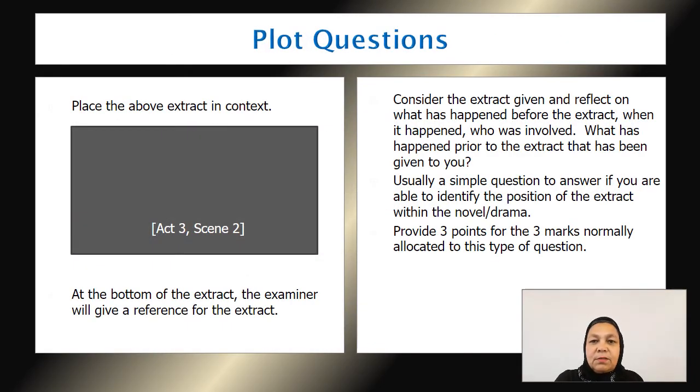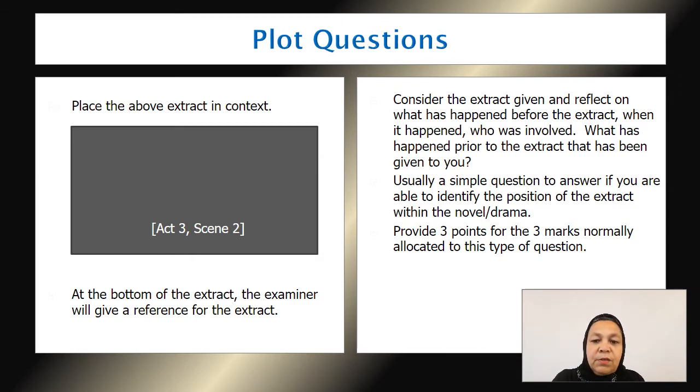We've examined typical questions based on characters. We also looked at a combination of questions posed on characters and the plot. So now we're going to focus specifically on your plot questions. The most popular question basically is the one which states, place the above extract in context.